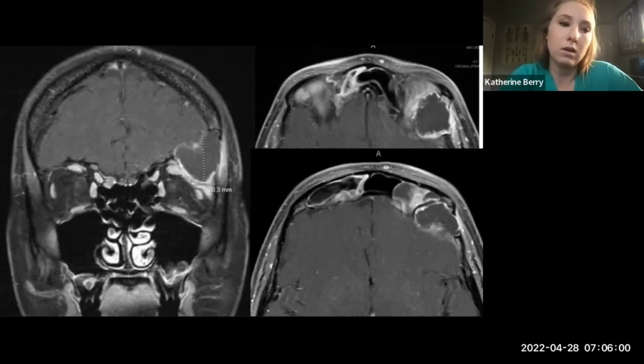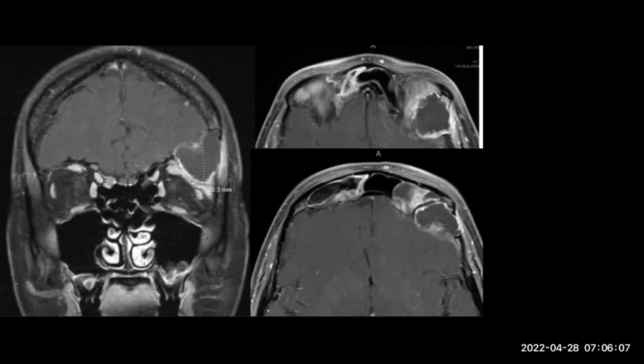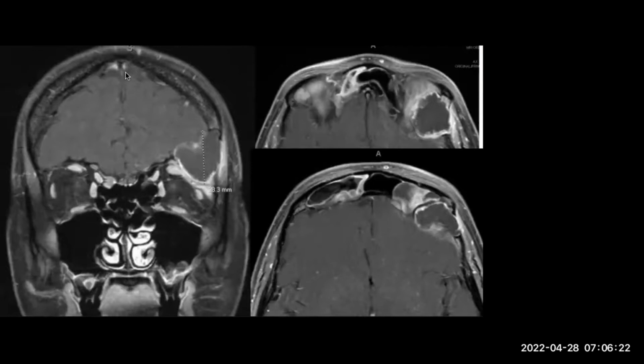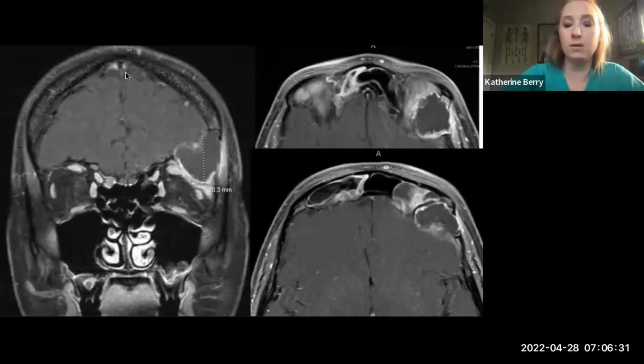Okay, thank you. And what kind of sequence do you think we're looking at here? It's T1. I don't think there's a GAD, is there? That is with gadolinium, yeah. So how would you describe the enhancement? It's not contrast enhancing or perhaps rim enhancing. Rim enhancement, yeah. Okay, I agree with that.